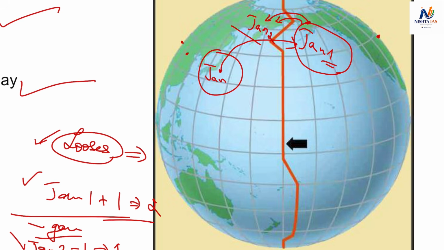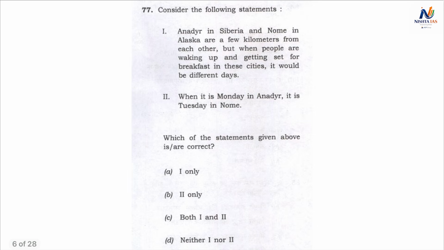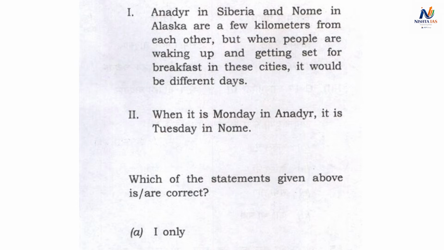But as far as the exam is concerned, remember that Japan people are forward, and obviously the new year comes early for them and the new year comes late for America people. So if you remember that, it will be very easy for you to answer the question.